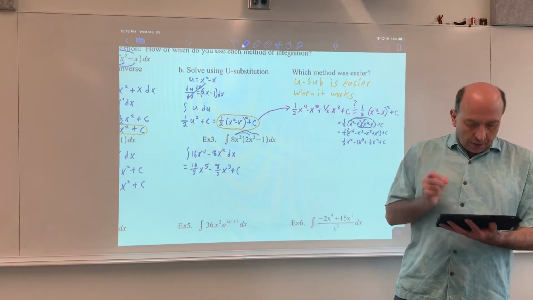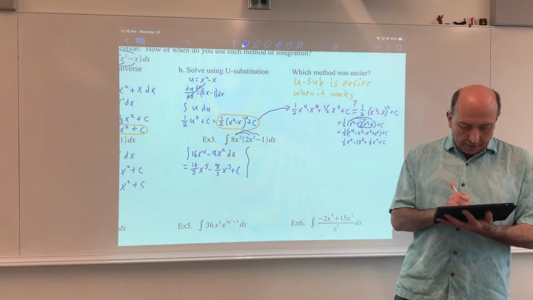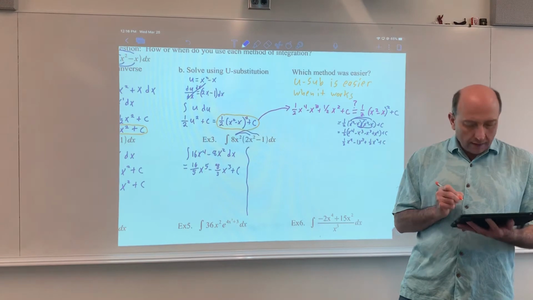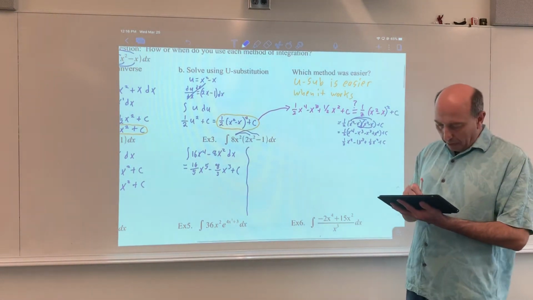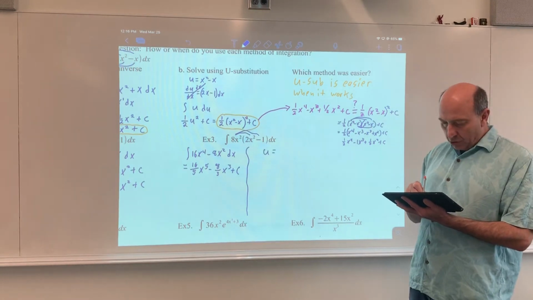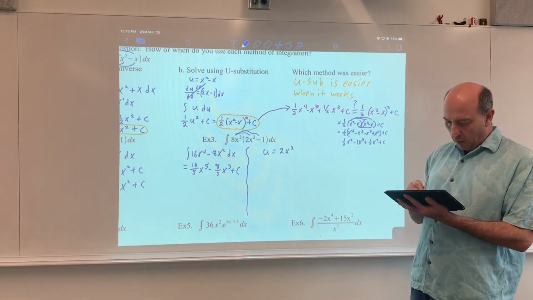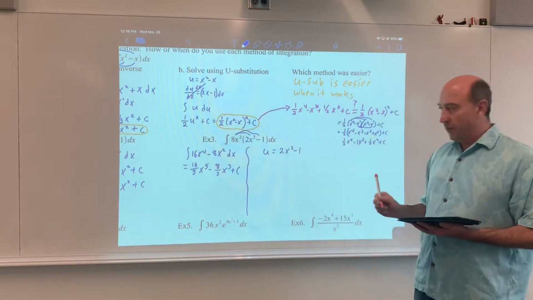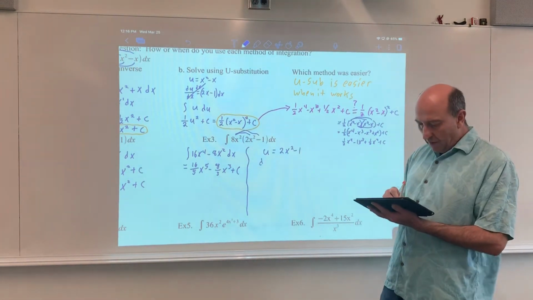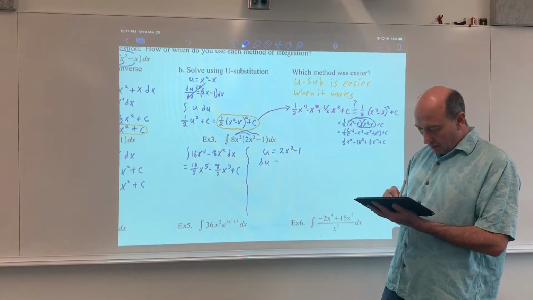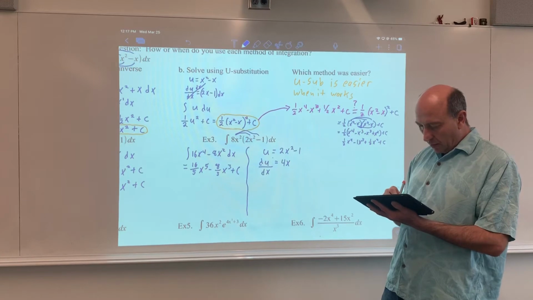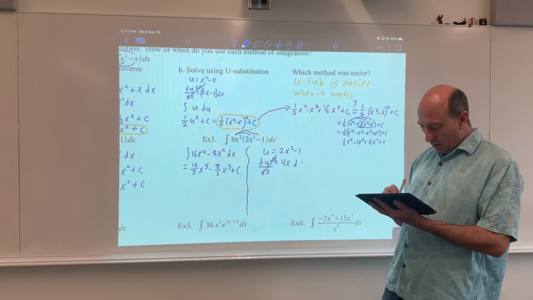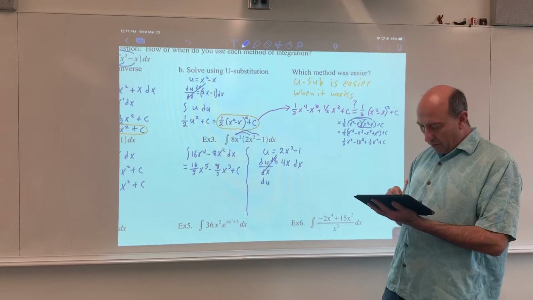Okay, now you have to bear with me on this one. I'm going to attempt to explain when U substitution doesn't work. Okay, u is 2x squared minus 1. I'll let that be the inner formula. The derivative of u is 4x. Multiply both sides by dx, and you get the derivative of u is 4x dx.